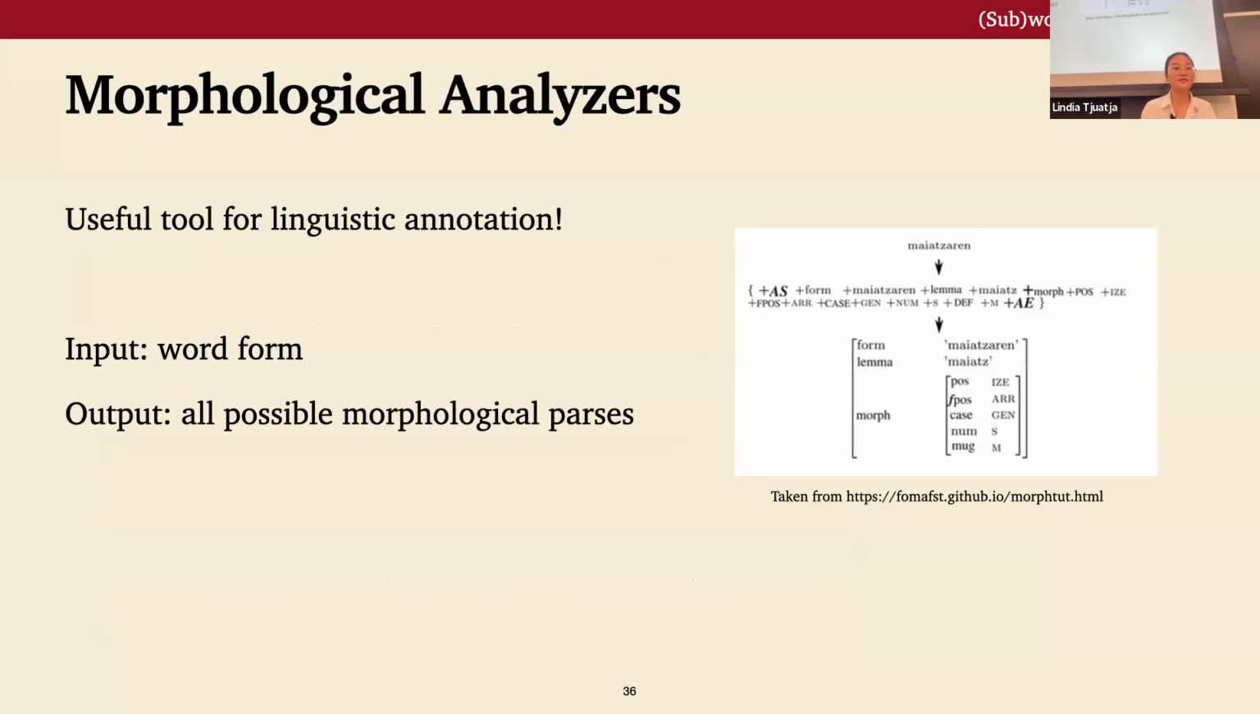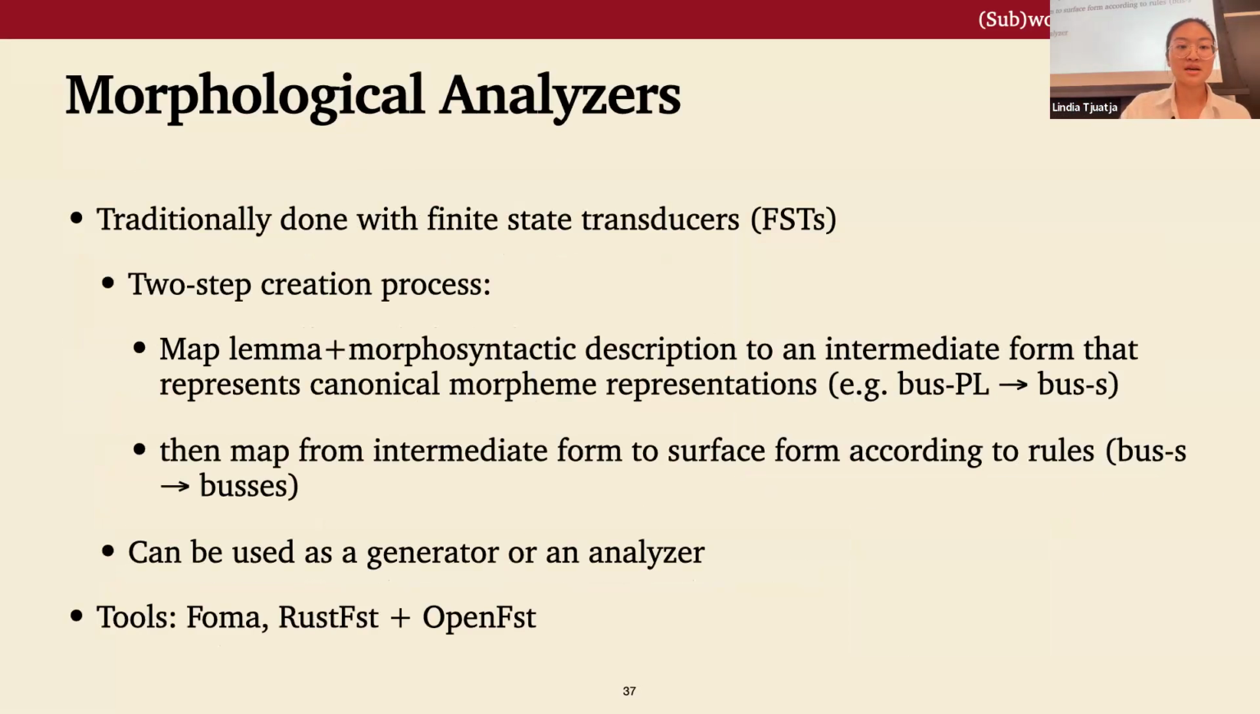Computationally, we have useful tools for this called morphological analyzers, which take as input a word form and then output all possible morphological parses of that word. Traditionally, this is done with FSTs. And it's a two-step creation process. It's actually pretty arduous. First, you gotta map your lemma and a morphosyntactic description of the morphemes to an intermediate form that represents the basic morpheme representation of that label.